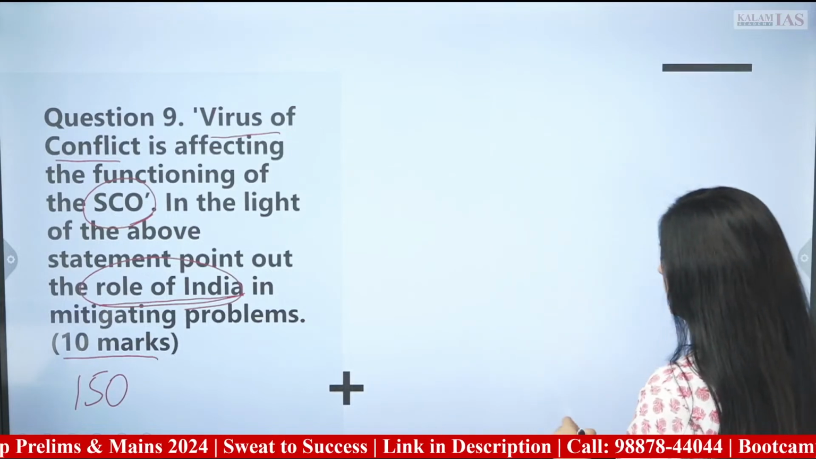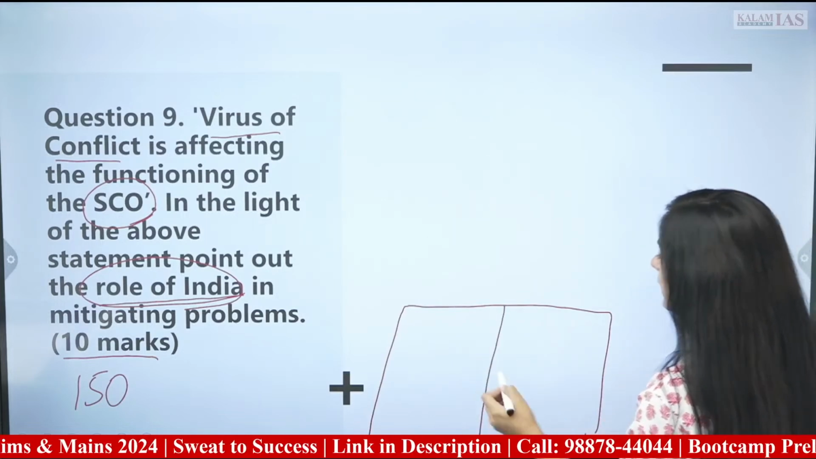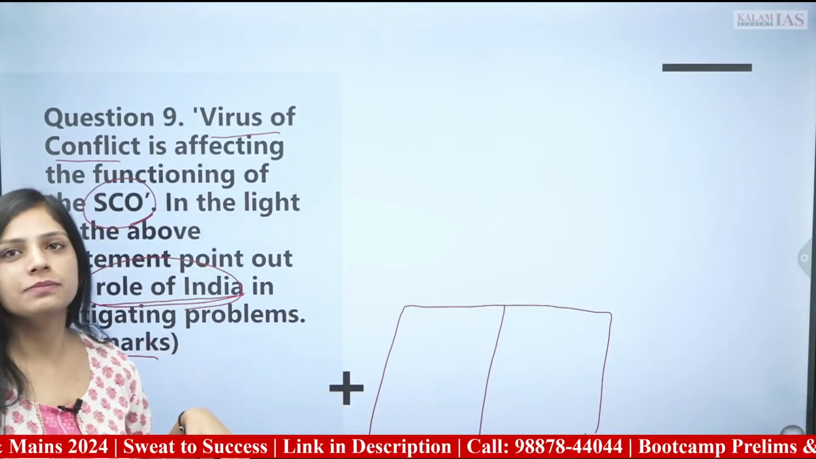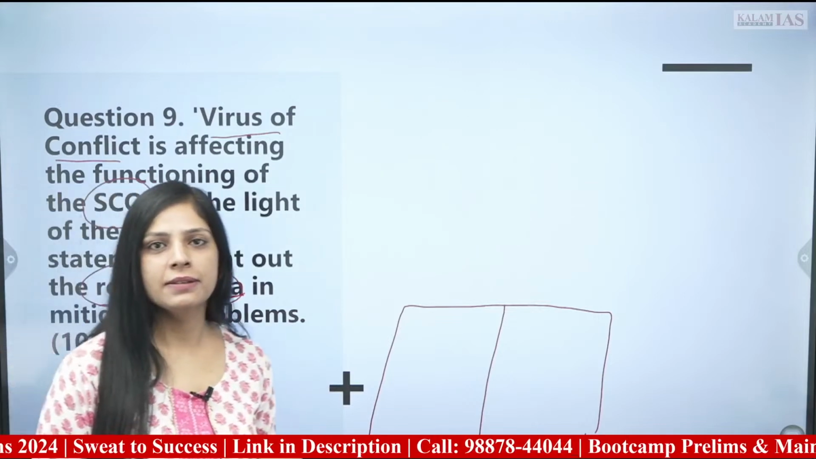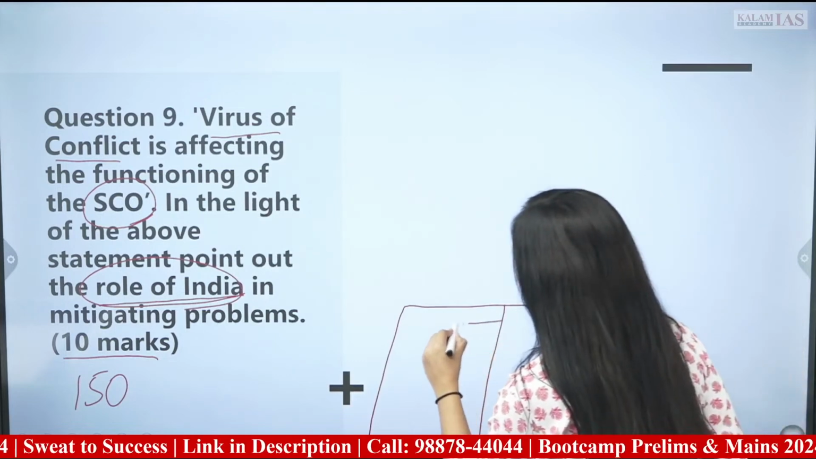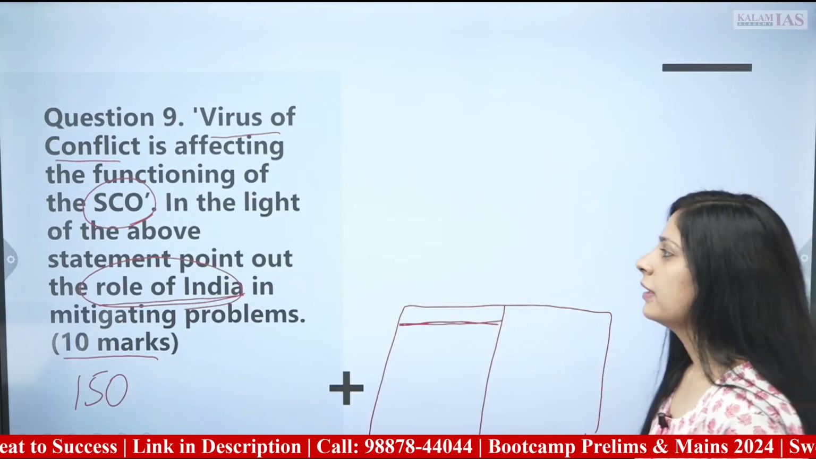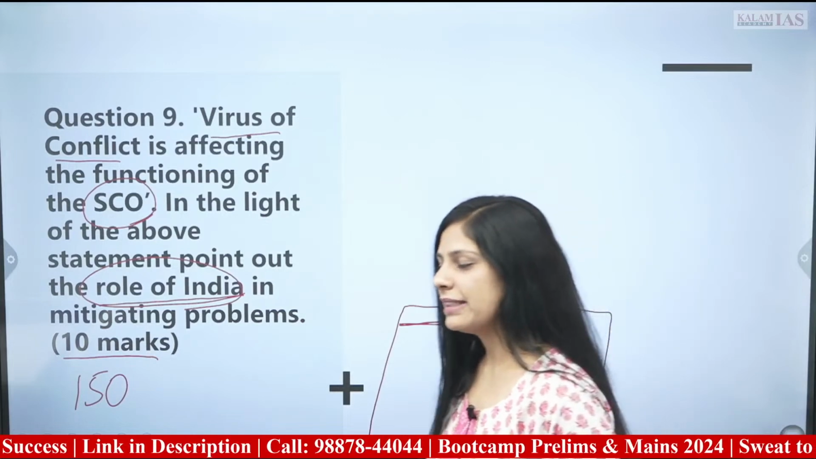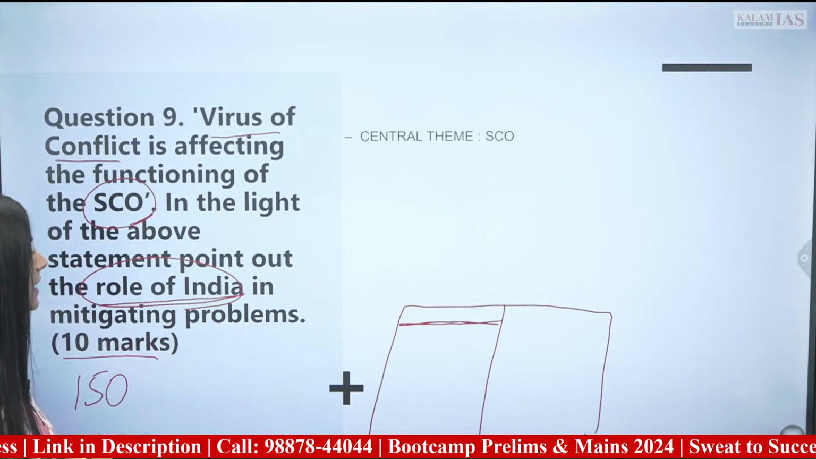But now we have to organize this answer in 2 pages, right? For a 10 marker question, we get 2 pages. And in that we have to address all the demands of the question. So how would you write it? For example, take till here the question would be there, right? Now what is the central theme of this question? As I told you, the central theme is SCO, right?